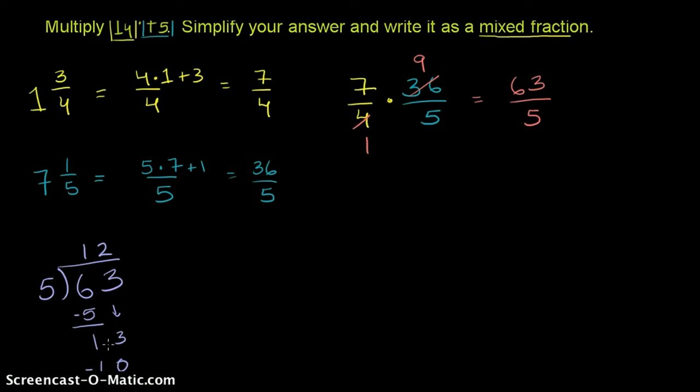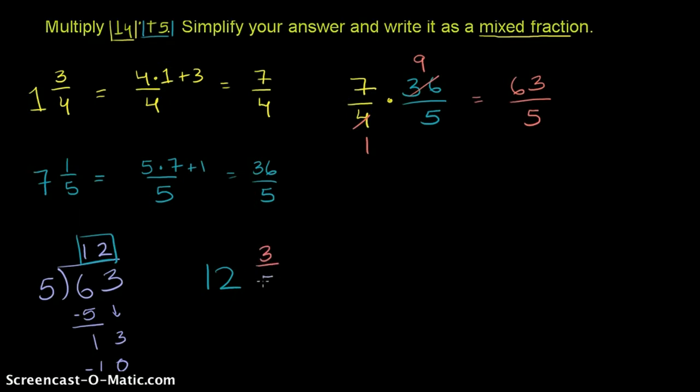2 times 5 is 10, and then you subtract, and you have a remainder of 3. So 63 fifths is the same thing as 12 wholes and 3 left over, or 3 fifths left over.